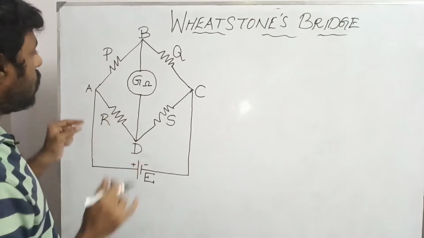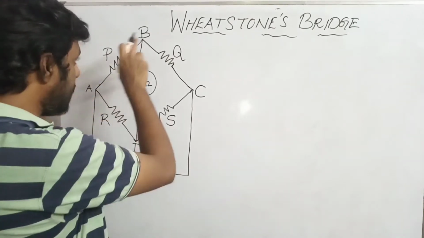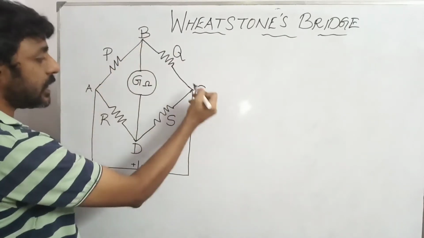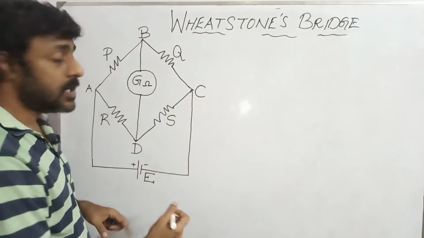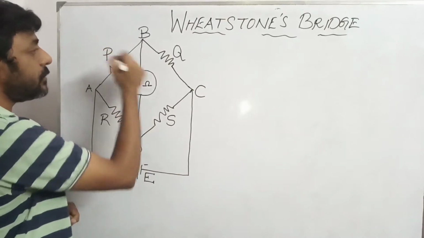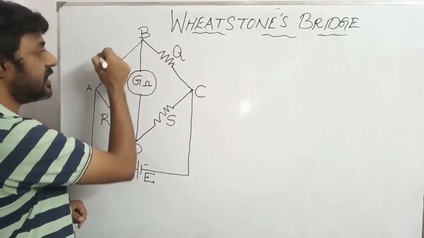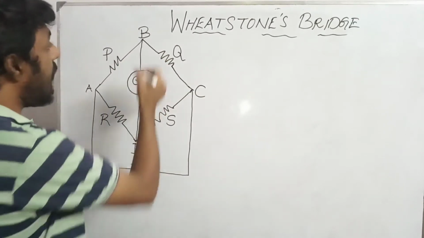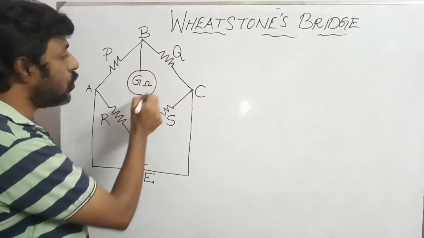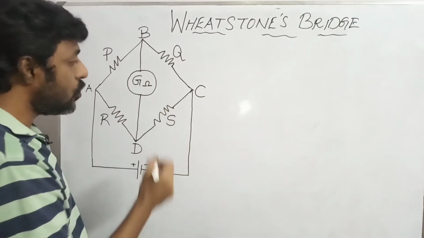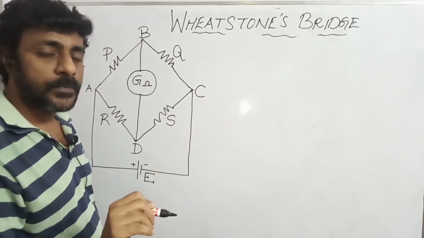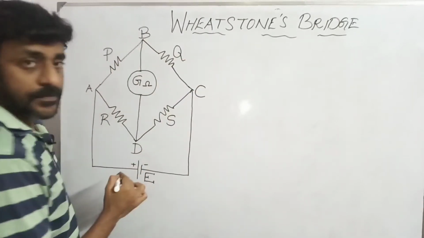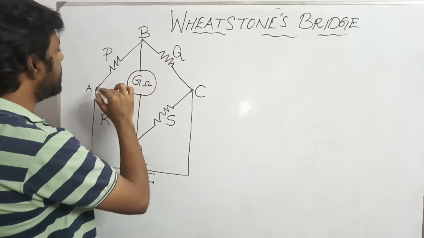Okay, so after drawing the diagram, that is step 1, now we need to mark the corners. I have marked the corners. Again, I have named the values of the resistors as P, Q, R, and S. And I have connected the galvanometer over here. And now we need to know what these things are.